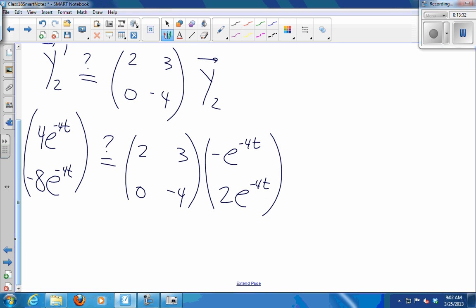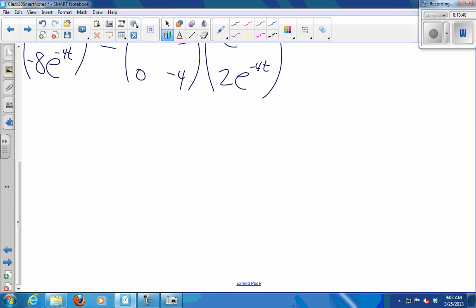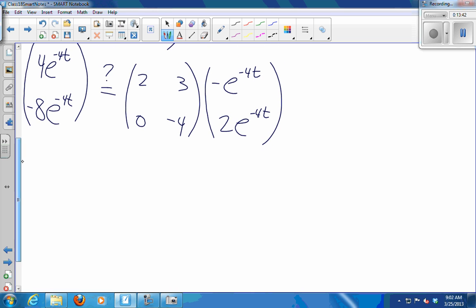So we're trying to see, is this equation true? When I multiply the matrix times the vector, do I get this vector, which is the derivative? To multiply matrices, multiply rows times columns. So you take your 2, 3, pick it up, turn it on its side, lay it on top of the vector, and we get negative 2e to the negative 4t plus 6e to the negative 4t.